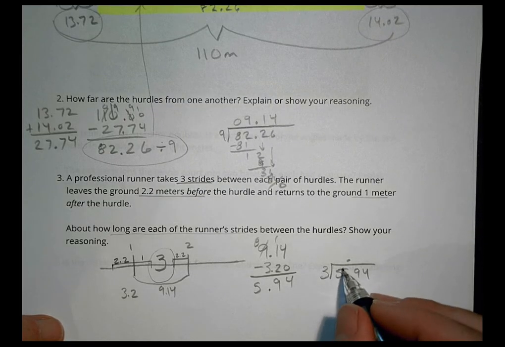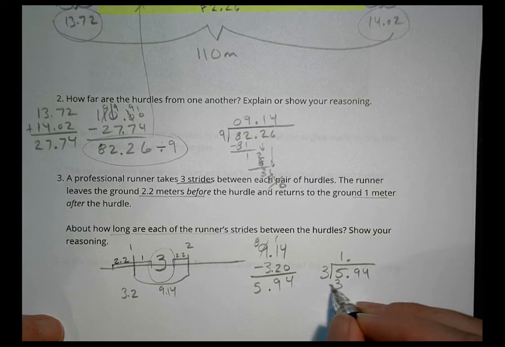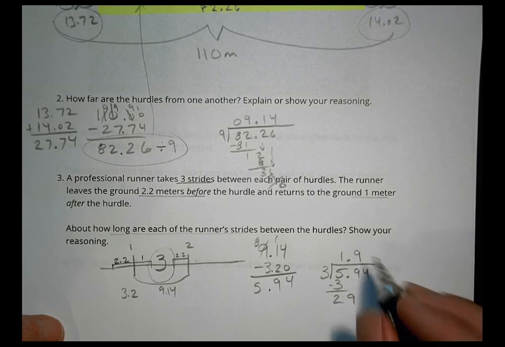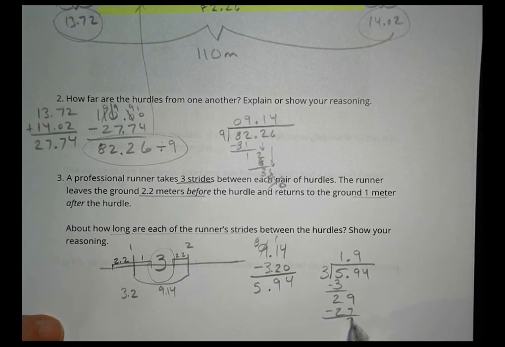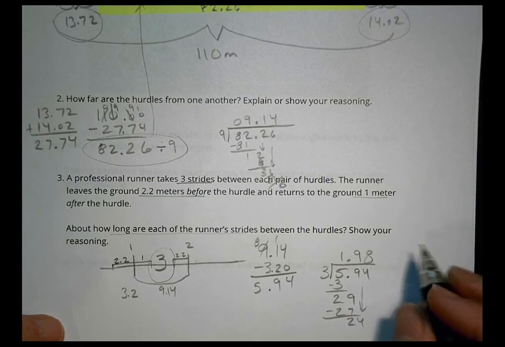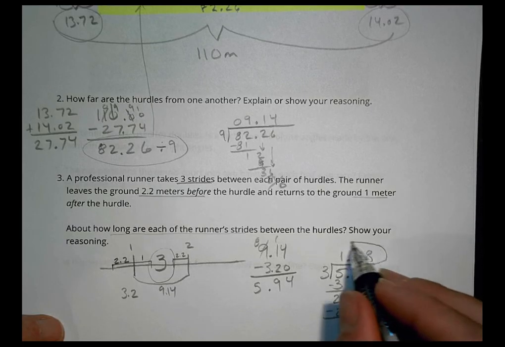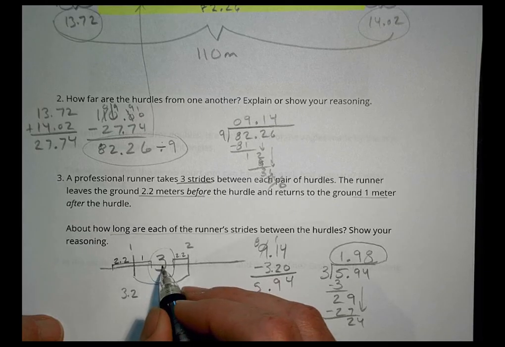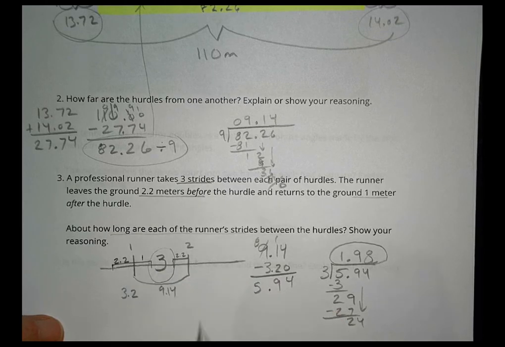So 3 goes into 5 one time. 5 minus 3 is 2. 3 goes into 29 9 times. 27. Got a 2 there. Bring down that 4. And 3 goes into 24 8 times. So we would say that each stride is about 1.98 meters in order to get 3 in there and have enough time for takeoff and landing. So a fun little problem. Very fun.